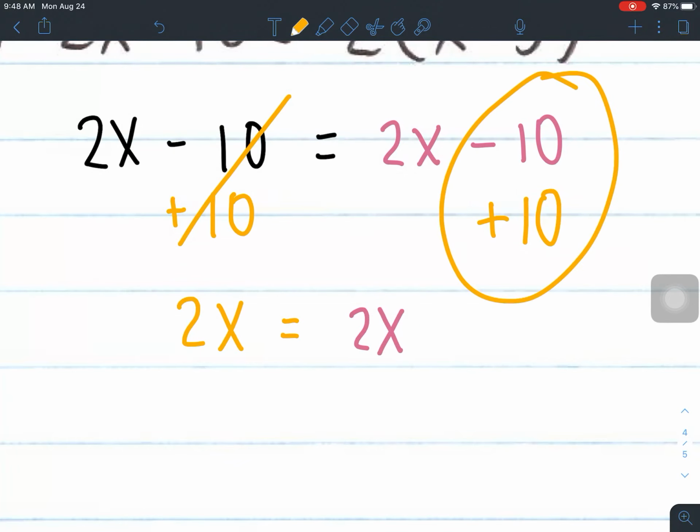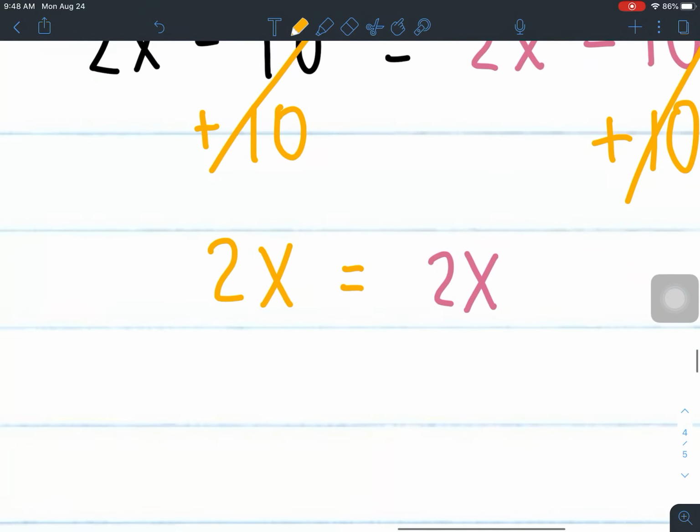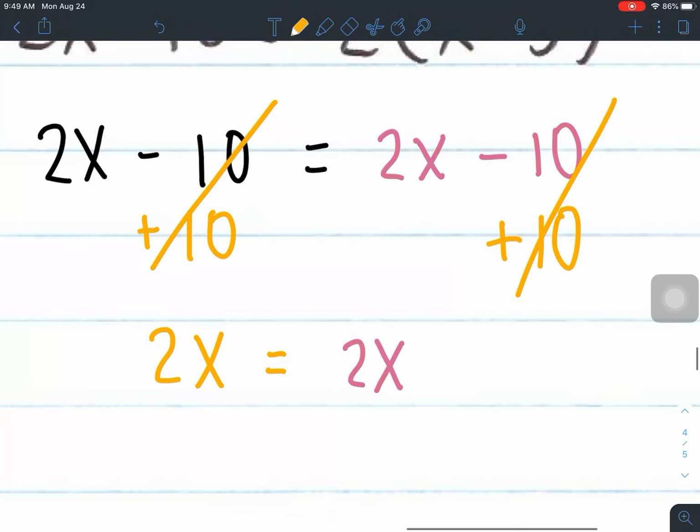And then negative 10 plus 10 makes 0. So that actually cancels as well. And then what do I notice in this step? 2x equals 2x. Maybe you notice they're exactly the same on both sides again. Interesting. So above here, 2x minus 10, 2x minus 10. They were the same on both sides, both left and right.